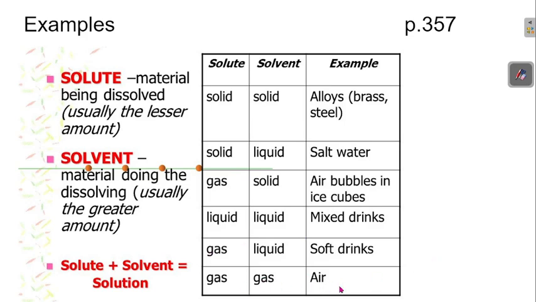Or gas in gas, the air around you, you already know that it's made out of many, many gases. Nitrogen, the most abundant, then oxygen, but there's also carbon dioxide and other kinds of gases. And all together create a mixture. That's a solution of gases. So now at least an example of each kind. Solid with a solid, a solid with a liquid, a gas with a gas, a liquid with a liquid, and so on.